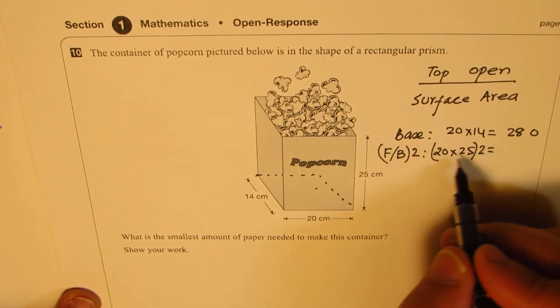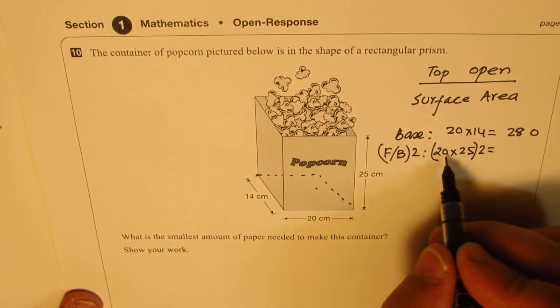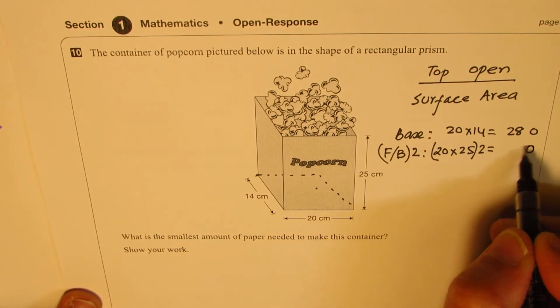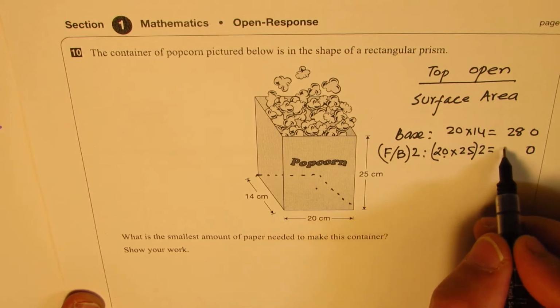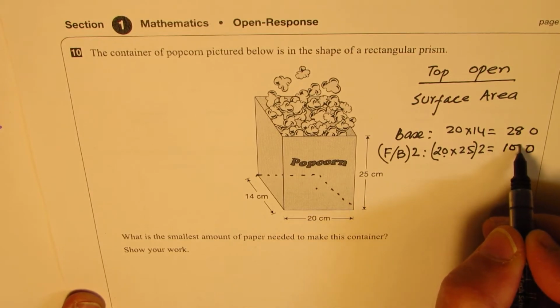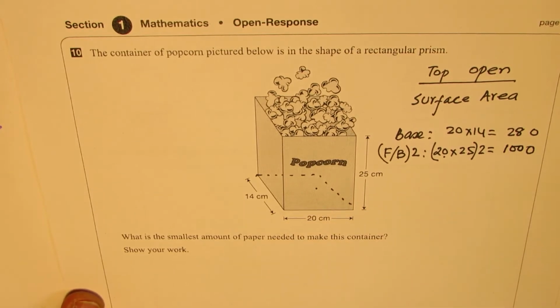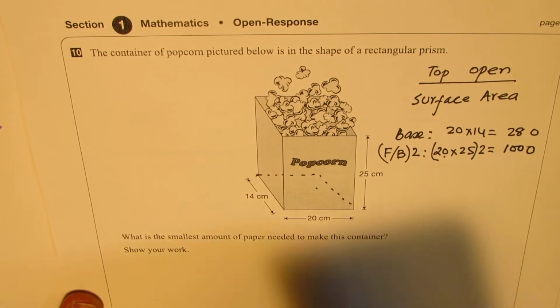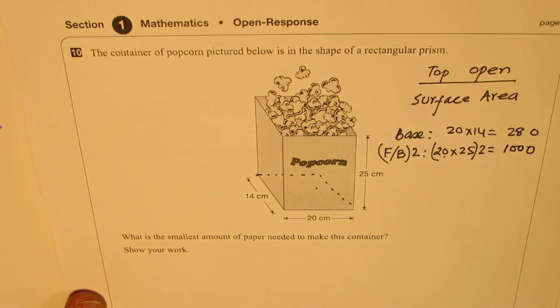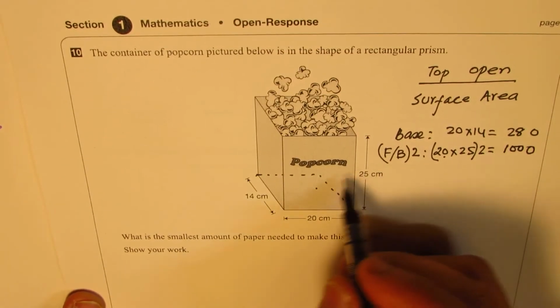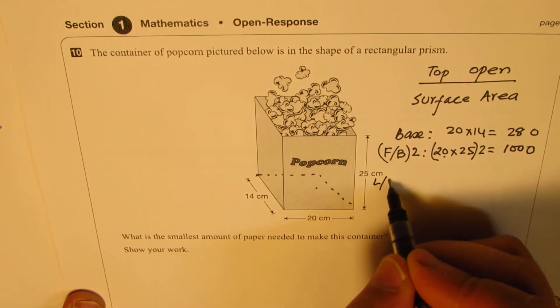So that is 2 times 2 is 4, right? Well, you could write a 0 first. For this 0, 2 times 2 is 4 and 4 times 25 is 100. So we get 2 more zeros, 1000, right? Or use your calculator. So you have this option. 20 times 25 times 2 is 1000. Either way, right?